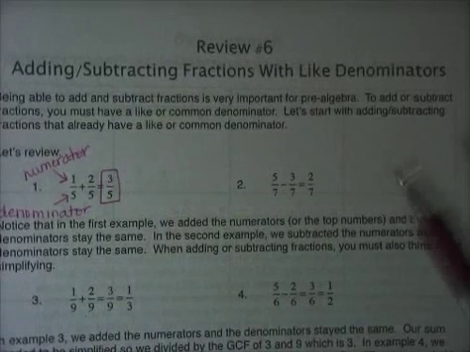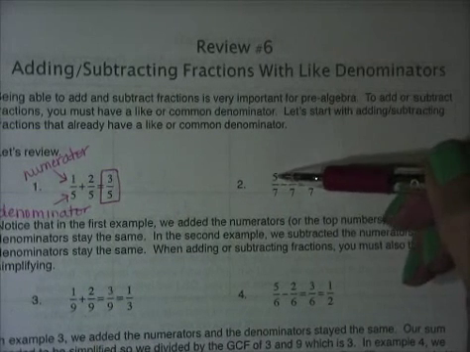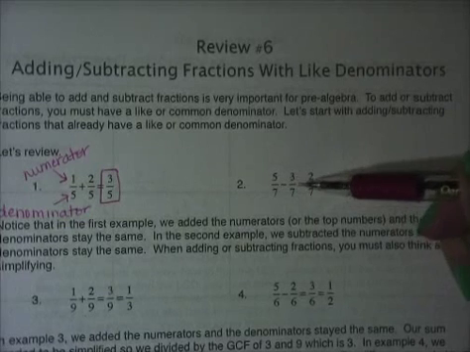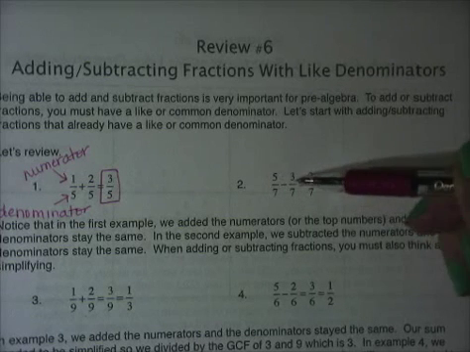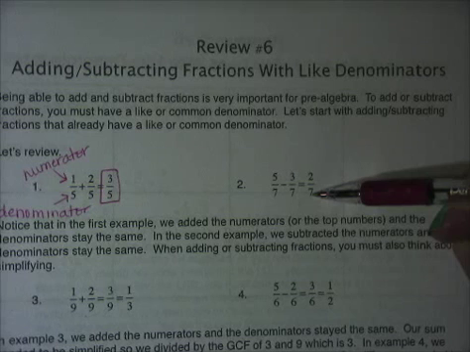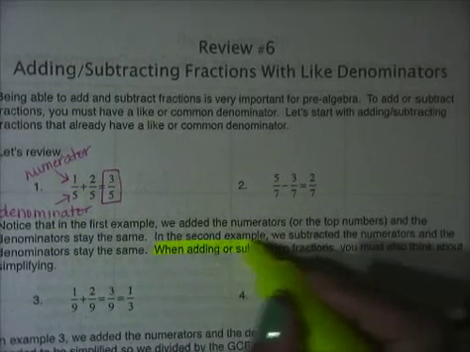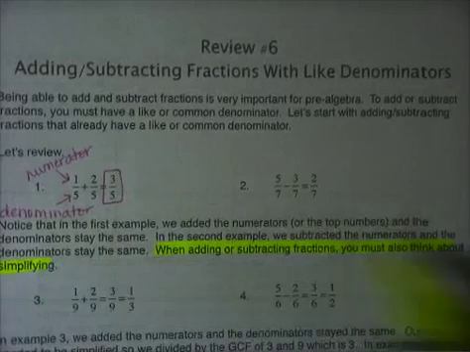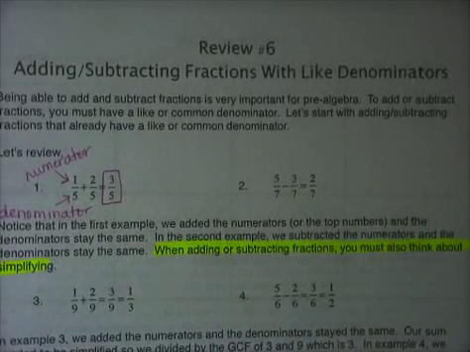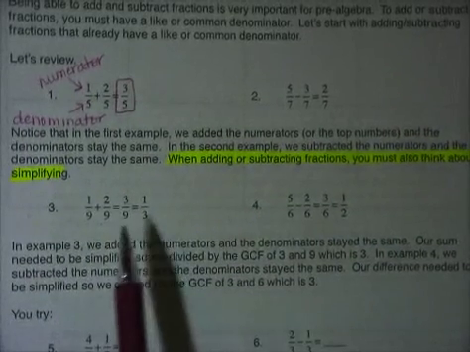For number 2, we're going to subtract. Again, we're going to take 5/7 minus 3/7, and we get 2/7 because we subtract our numerators and our denominator stays the same. Don't forget that when adding or subtracting fractions, you must also think about simplifying. So you don't want to forget to simplify fractions when necessary. So let's look at the next ones.